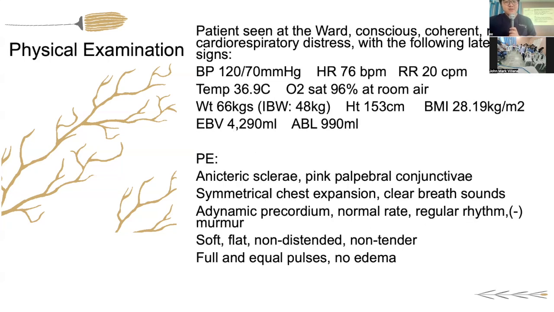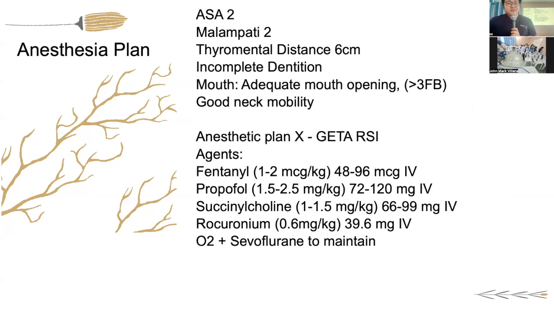Patient was seen at the ward, conscious, coherent, not in distress, with stable vital signs. Patient weighs 66 kilos with a BMI of 28.19. On PE, no burden. So patient was classified as ASA 1 with good airway. For the plan, this patient is to be induced under RSI.